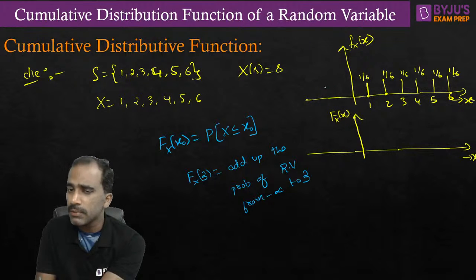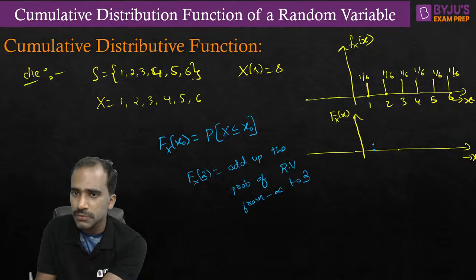Is there any probability to accumulate? There is nothing to accumulate. So if you travel till 1 minus, there is nothing to accumulate. But exactly at 1, there is something to accumulate. How much? 1 by 6. Accumulate it and keep it with you. It is 1 by 6.